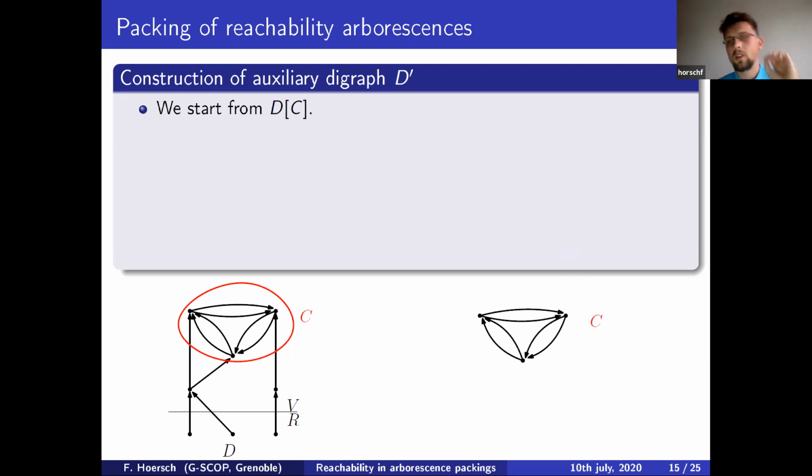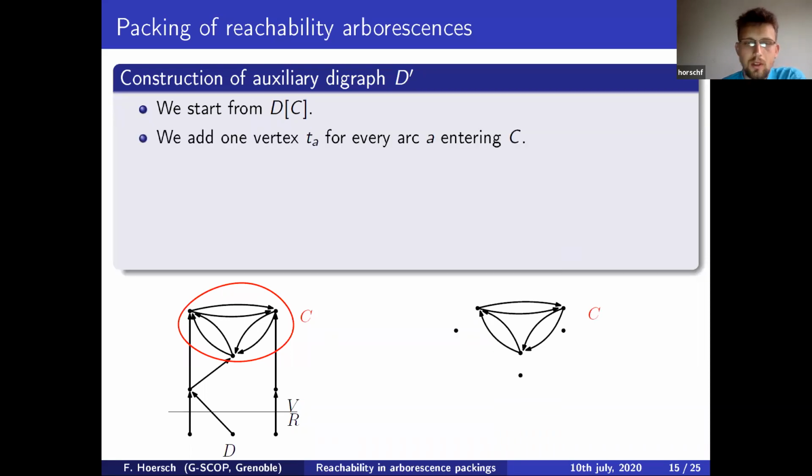Further, I need in some way to use the arcs that enter C. They need in some way to be in the arborescence. I need these arborescences to enter C in some way. So I really have to consider the arcs that enter that set. Therefore, what I do, for every arc that enters C, I create a new vertex. So for example, there's that arc here that enters C, that's for that vertex.